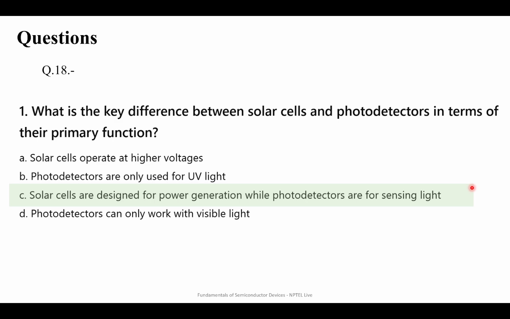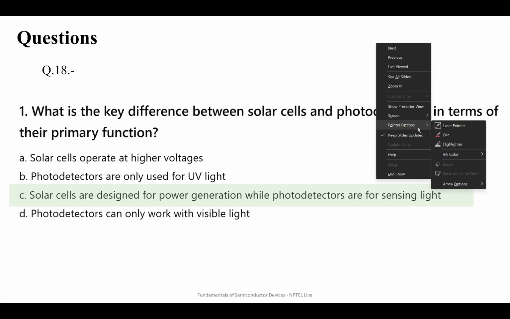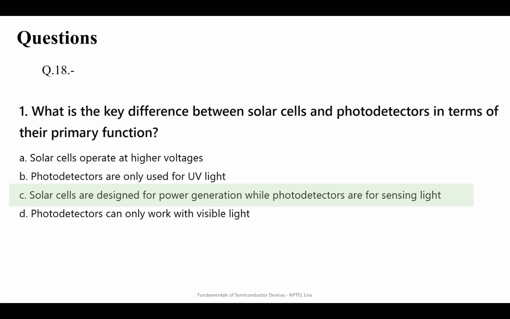This is your first quadrant, second quadrant, third quadrant, fourth quadrant. This is V, this is I. So for a PN junction, this is how the IV curve looks.